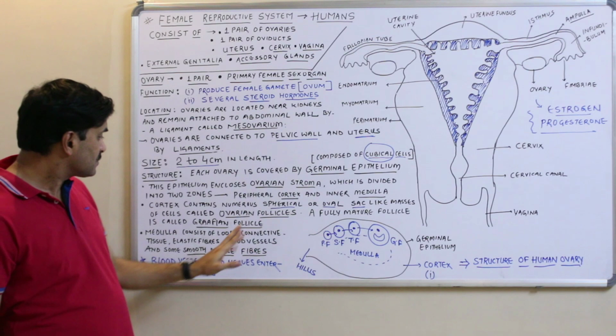Okay. Now, what about the medulla region? That is the central region. Medulla consists of loose connective tissue.